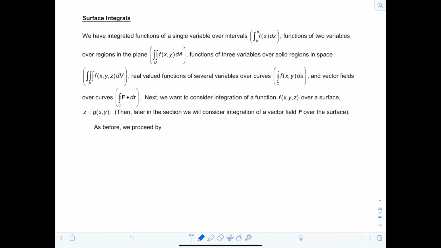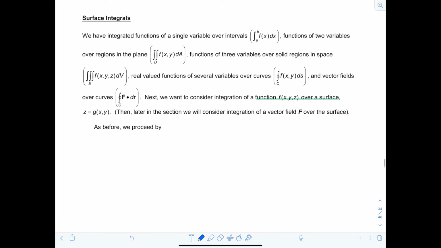So now what we're going to consider is the integration of a function, f of x, y, z, over a surface, z equals g of x, y. And later in the section, we're going to consider integrating a vector field over that surface. But for now, we're just focusing on integrating a function over a surface. Okay, so how exactly do we go about doing this?